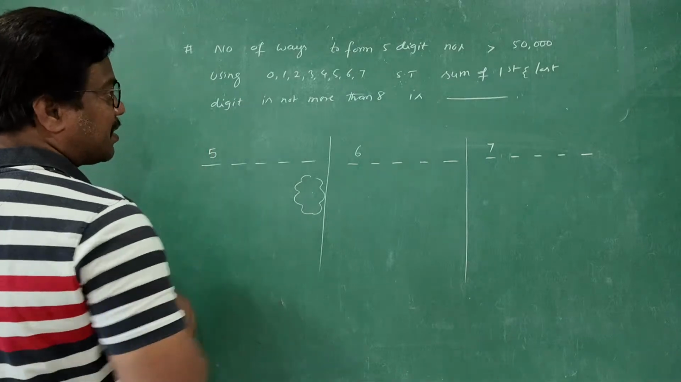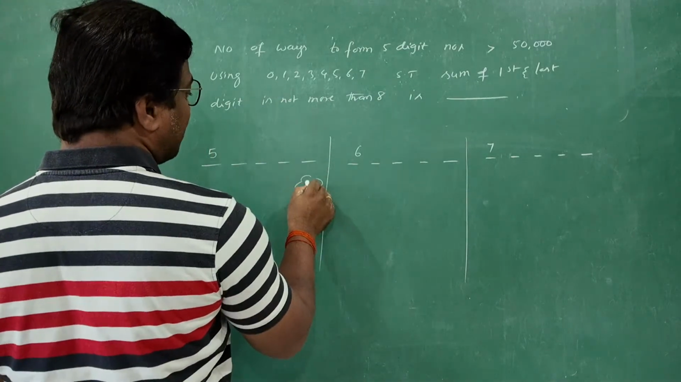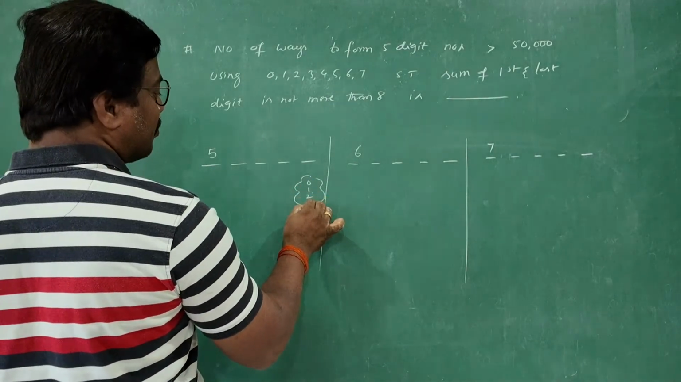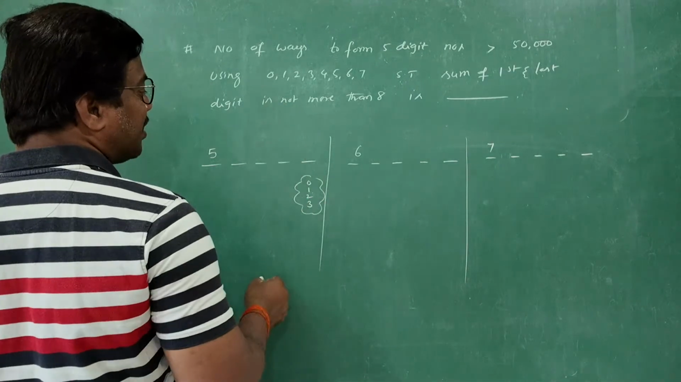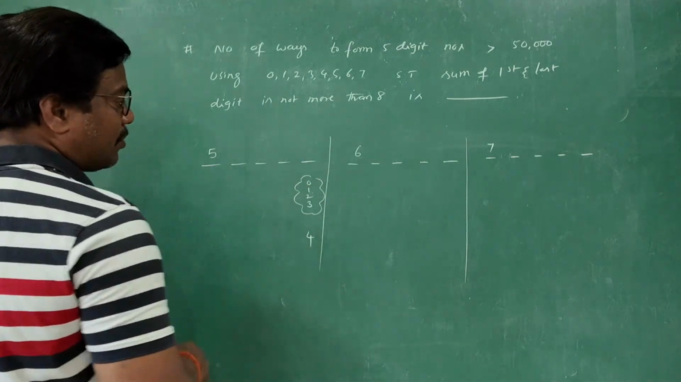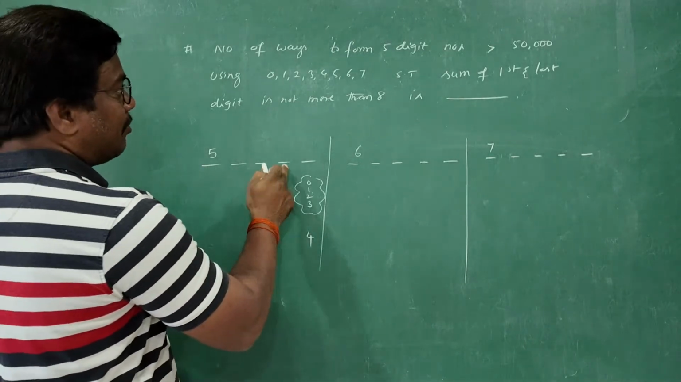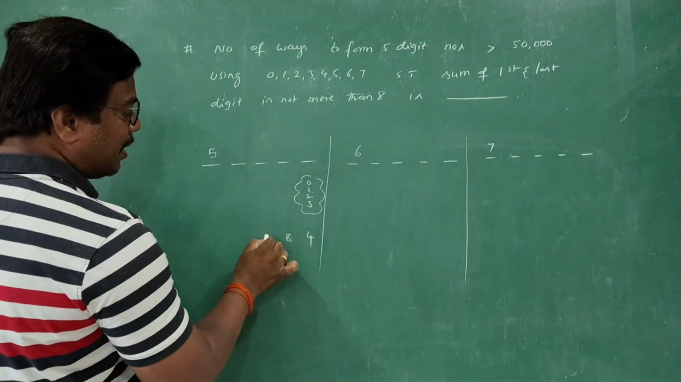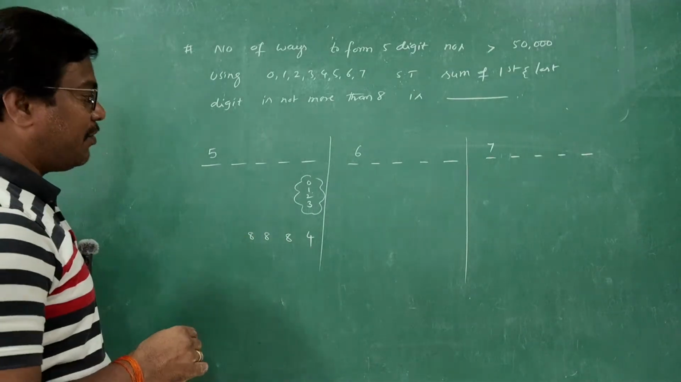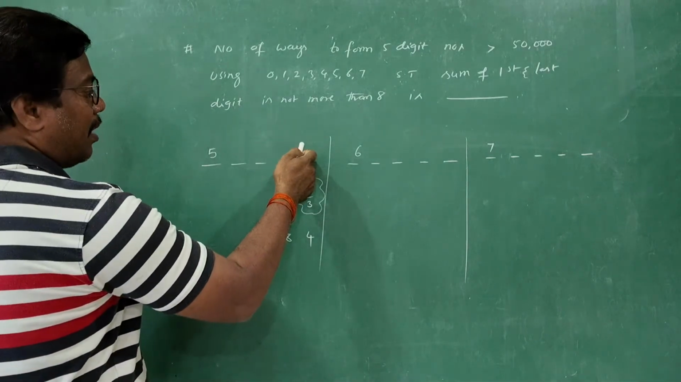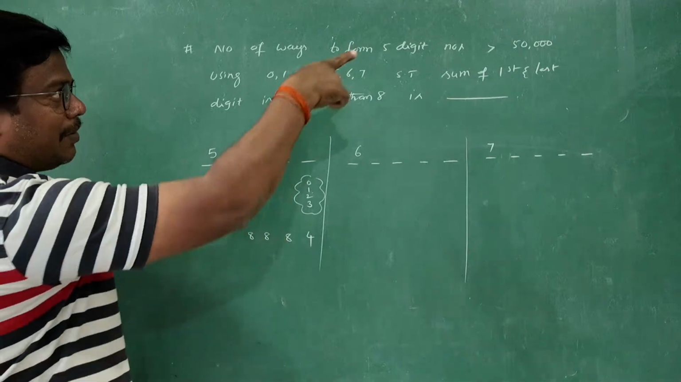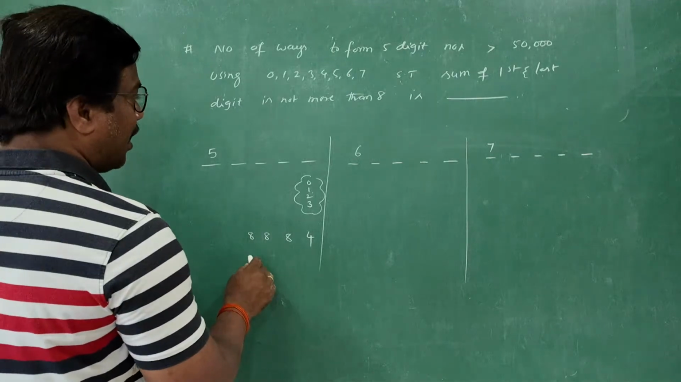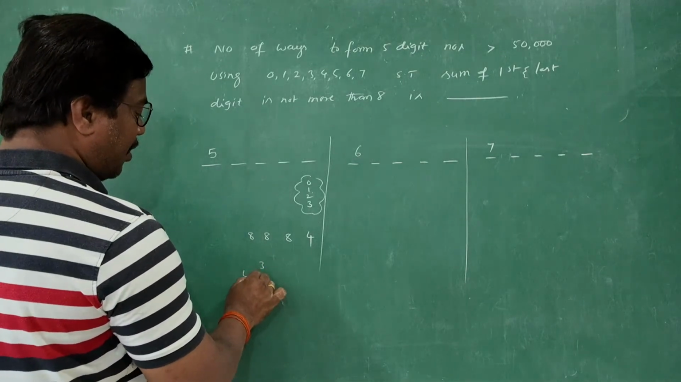First and last: in case first is 5, 5 plus 0 is not more than 8, 5 plus 1, 5 plus 2, 5 plus 3. So how many chances are there to fill the last blank place? 4. Next, here whatever the digit from 0 to 7, so how many chances? 8, 8, 8. But if you observe, if all the other 4 are zeros, then you will get 50,000. But the question is more than 50,000, so I can write 8 power 3 into 4 minus 1.